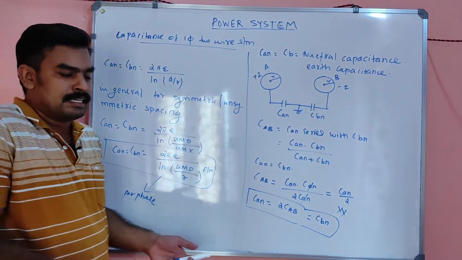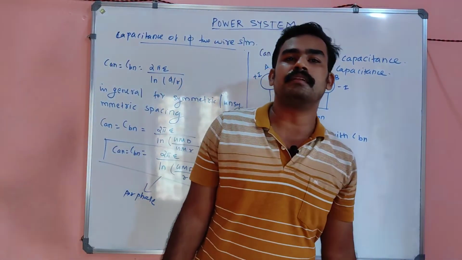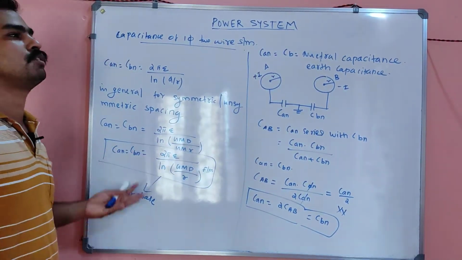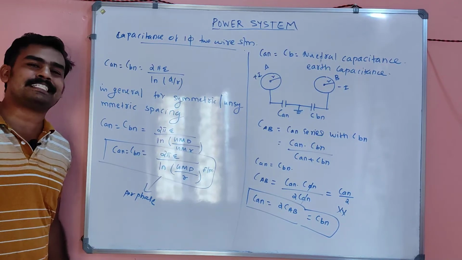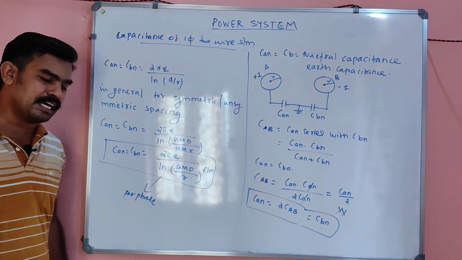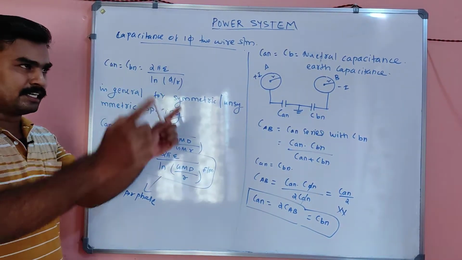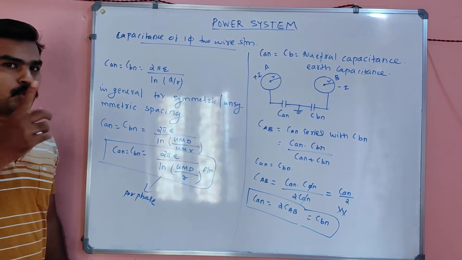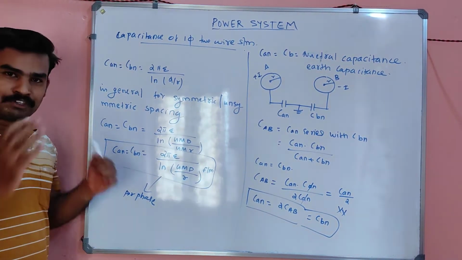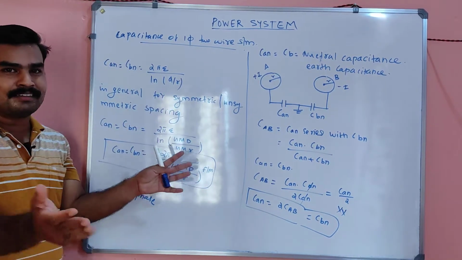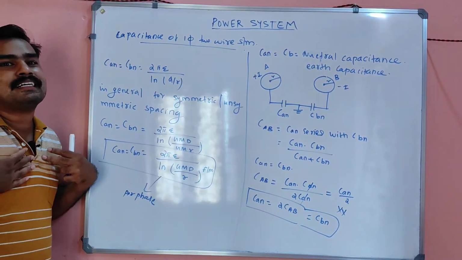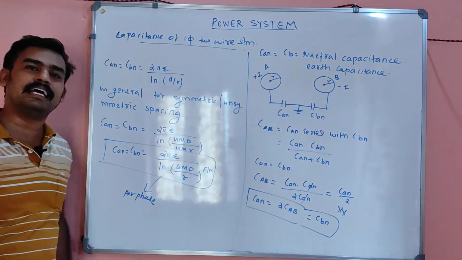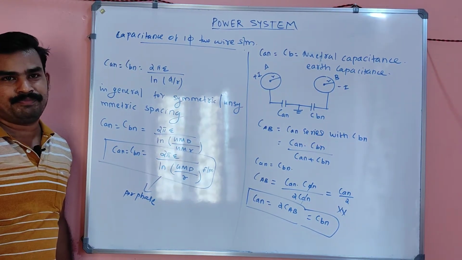Because in inductance, there is no influence of earth. Only two conductors will influence each other. So in inductance calculation, there will not be any consideration regarding the earth. We are calculating only between two conductors, the loop inductance. But in the case of capacitance, there is no loop capacitance, and after all, there is no capacitance between the conductors. We need the capacitance between a line and the earth. That is the consideration. Is it clear?